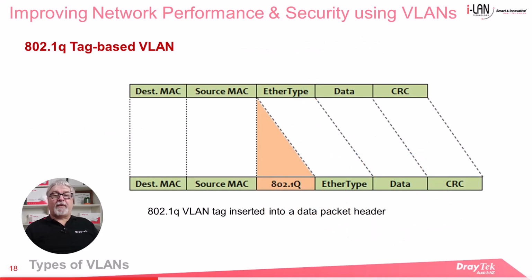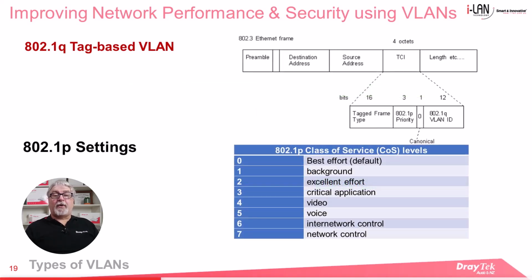As mentioned earlier, the VLAN tag is in the data packet header and is used to identify which VLAN it belongs to. Another parameter in the VLAN tag is the 802.1p setting. This is used to specify the priority level for the data packets and ranges from 0 for best effort to 7 being the highest level.